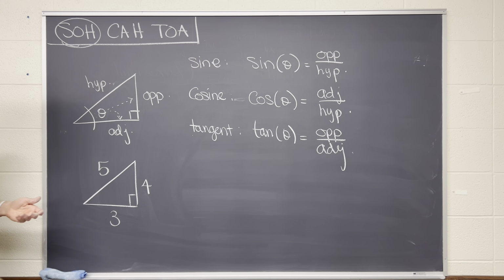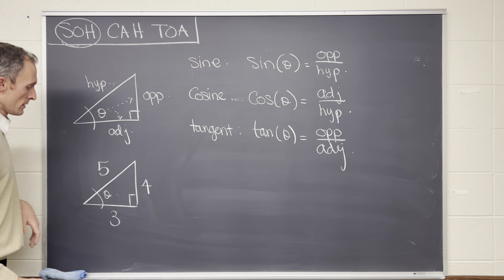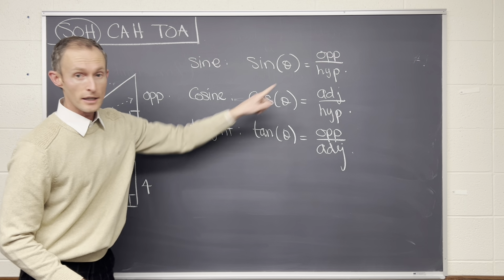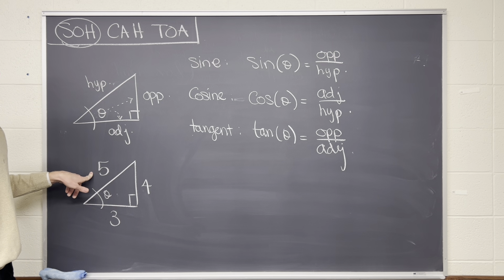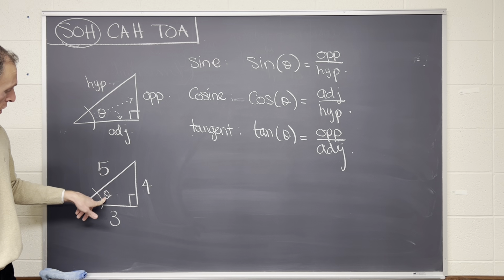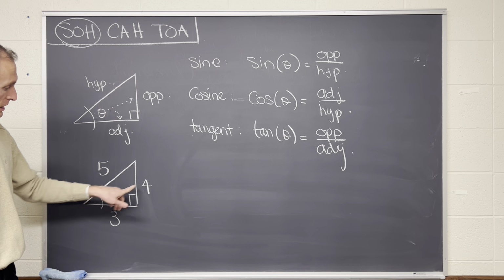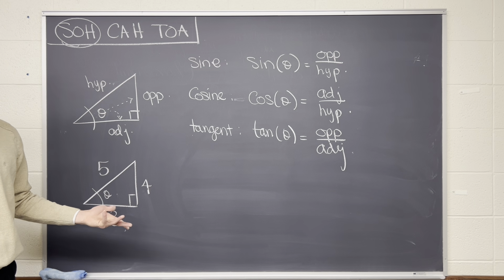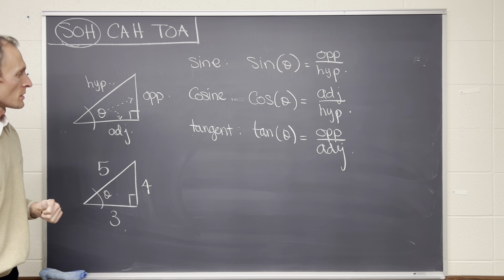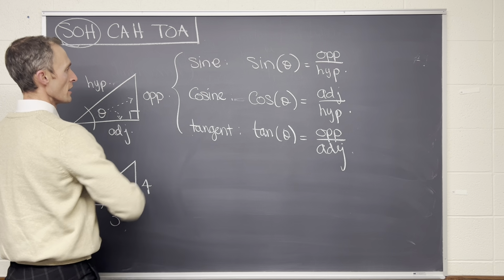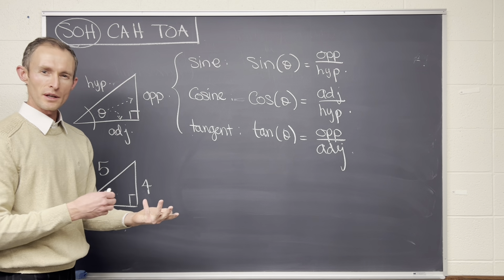So if I called this angle theta, what is the sine of theta? Well, the sine of theta here would be the opposite over the hypotenuse, so 4 divided by 5. The cosine would be the adjacent over the hypotenuse, so 3 divided by 5, and the tangent would be the opposite over the adjacent, so 4 divided by 3. But there's three other ones associated to this. It's the reciprocals of these guys.